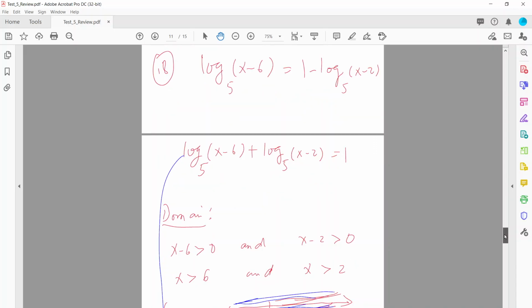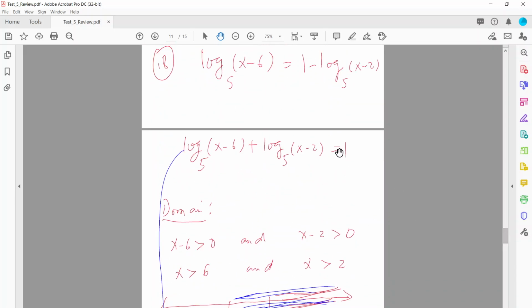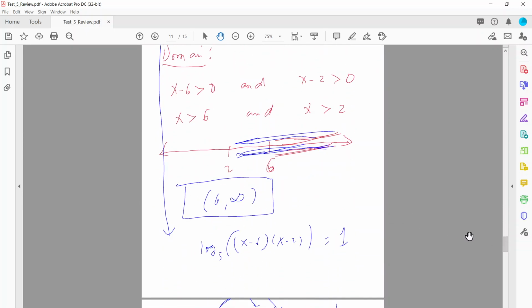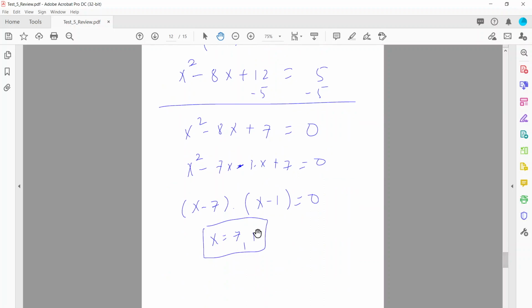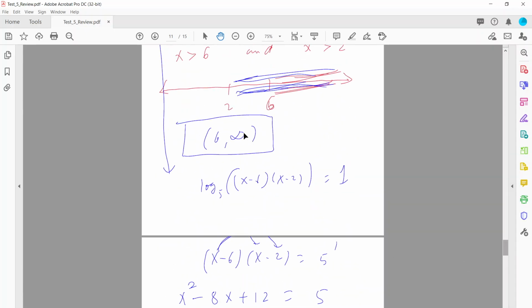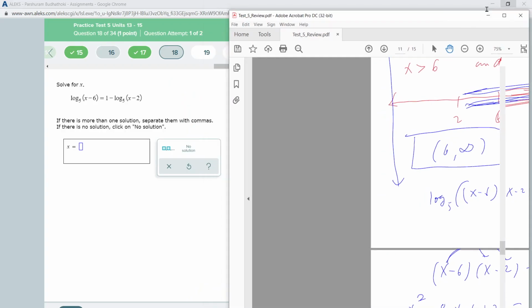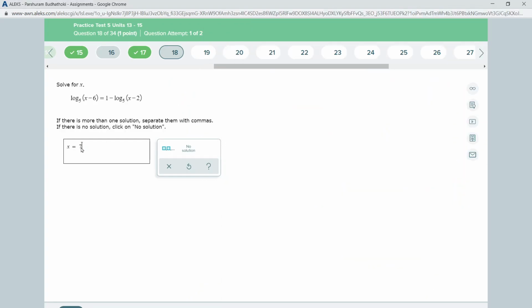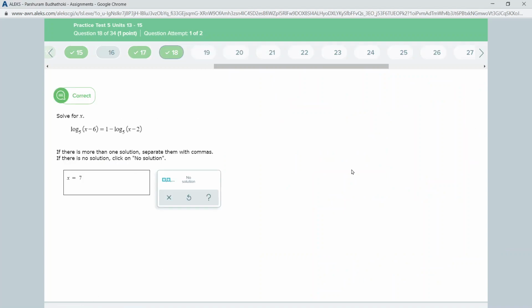But remember, the domain of the function we're using is anything greater than 6. So if you go back here and see your choices, this one is not greater than 6, so that's why we cannot accept it as a solution. The only solution we can accept is x equals 7, because the solution should be greater than 6, and that is possible because we found the domain. So let's go here and type it. The solution is 7. Great.